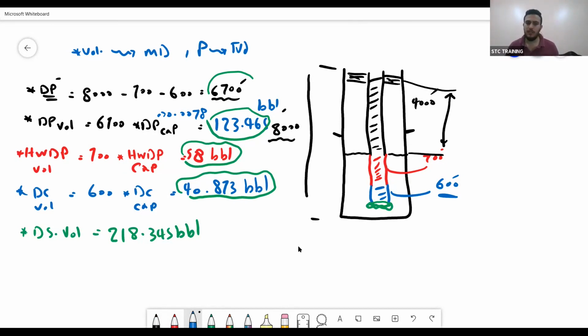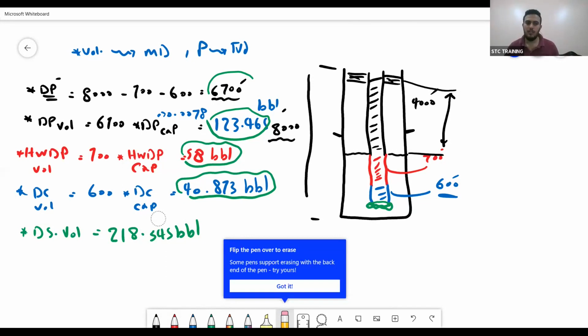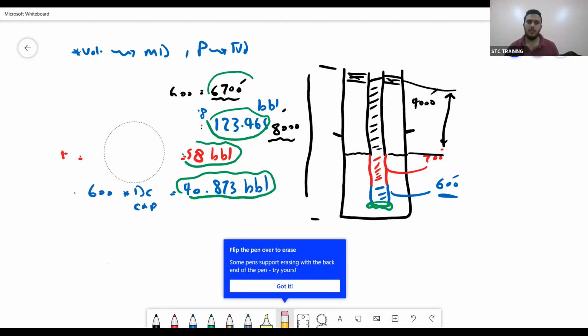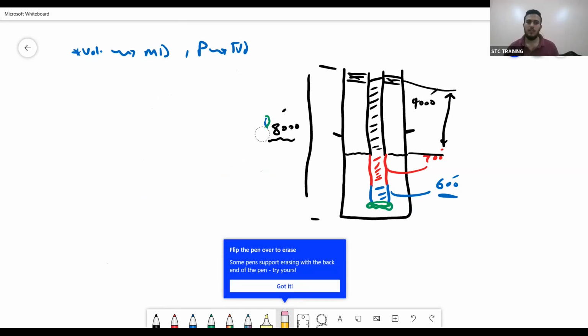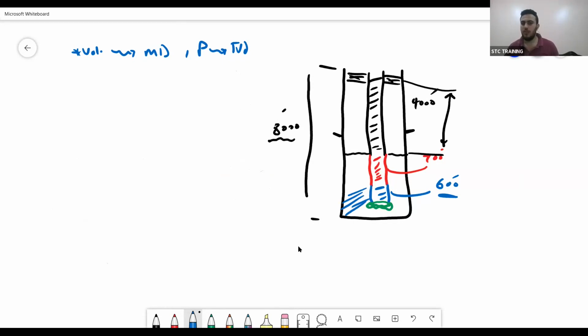Let's make clear for the drill string volume. Okay, so now we need to calculate the first section here, the open hole, this section between the drill collar and the open hole, the volume. So here we're going to say volume of open hole and drill collar.